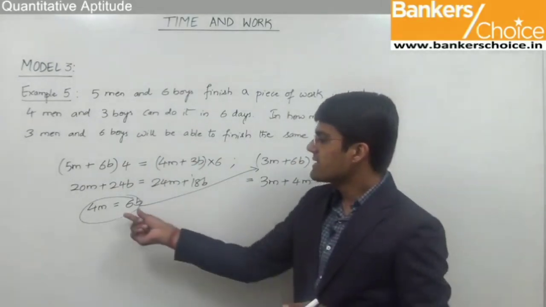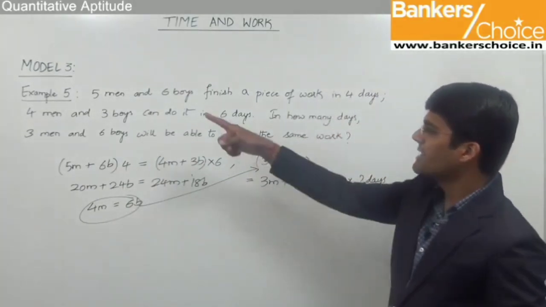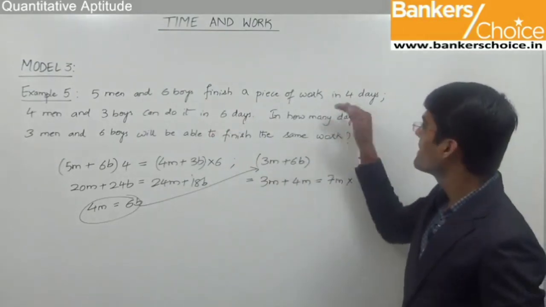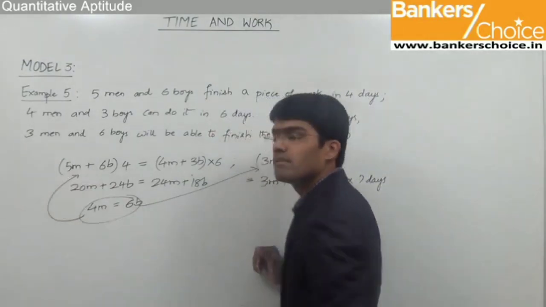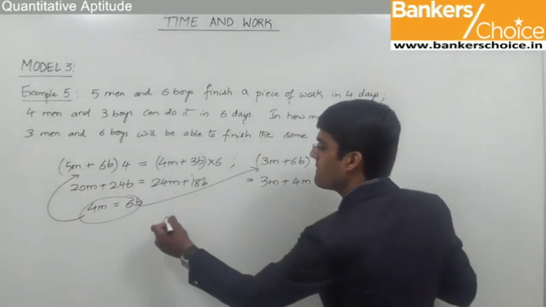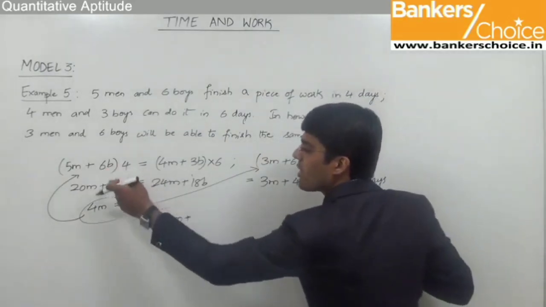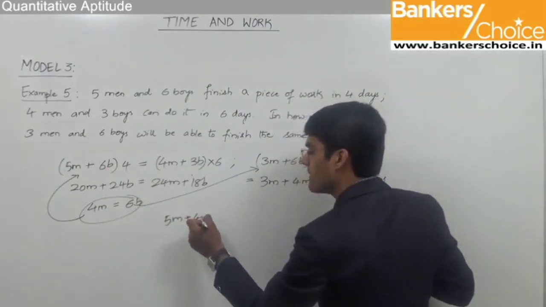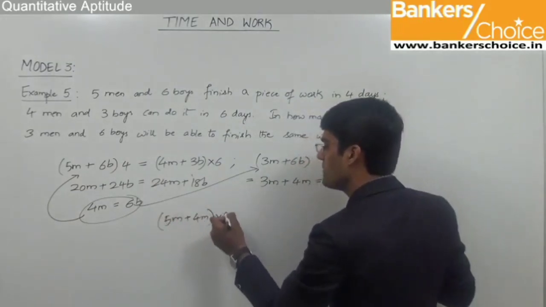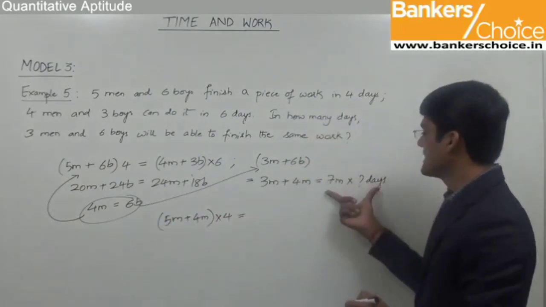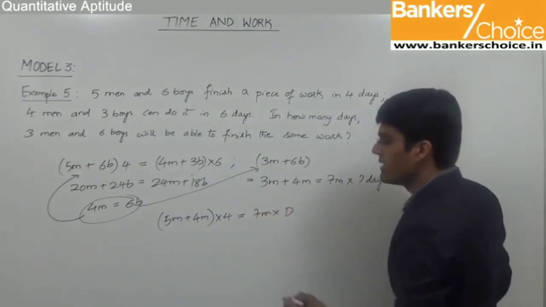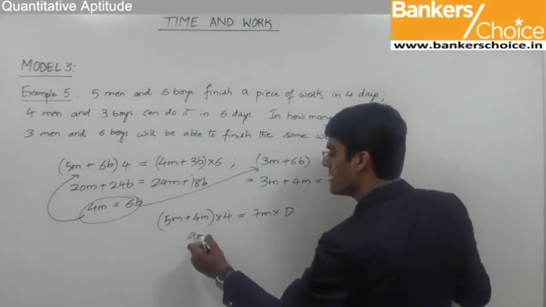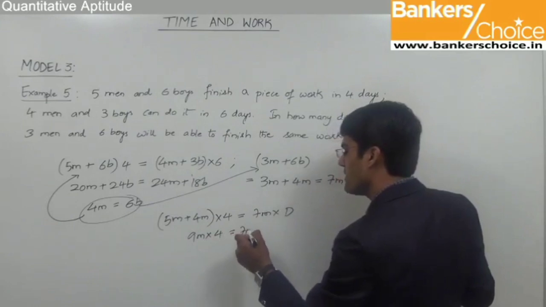So we know that 6 boys are 4 men. Now the first statement says 5 men and 6 boys finish in 4 days. So let us now use this equation in the first part here. So 5 men plus 6 boys can be taken as 4 men. So total 9 men can do it in 4 days. And we need to find out 7 men will do in how many days. Let us assume the number of days required is D. So 9 men into 4 days will be equal to 7 men into D.